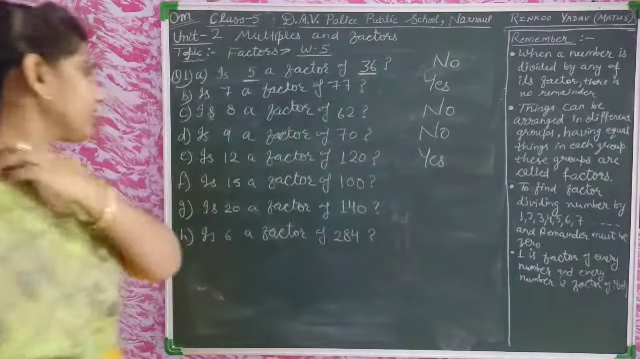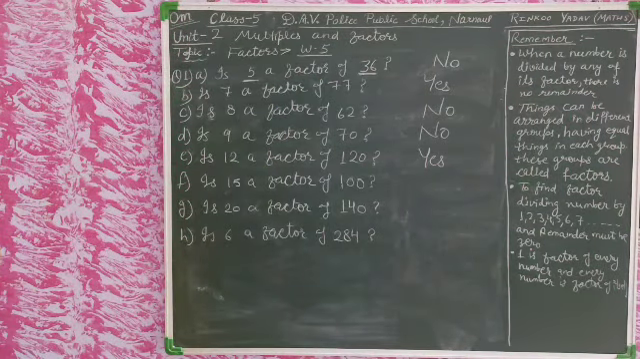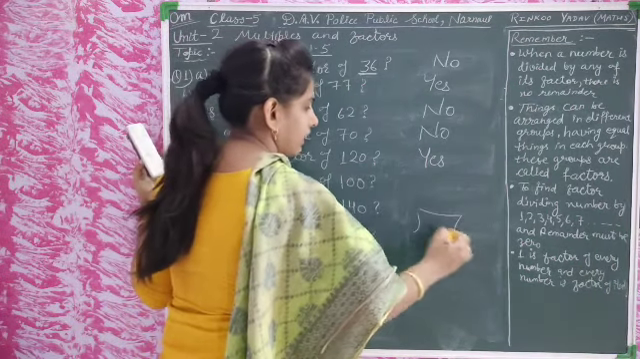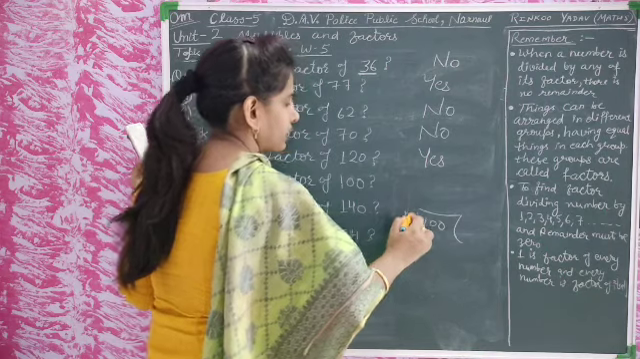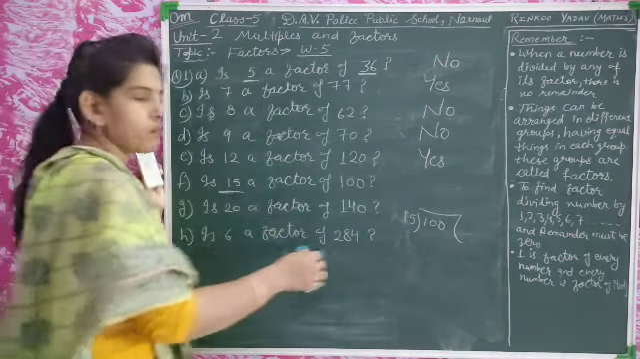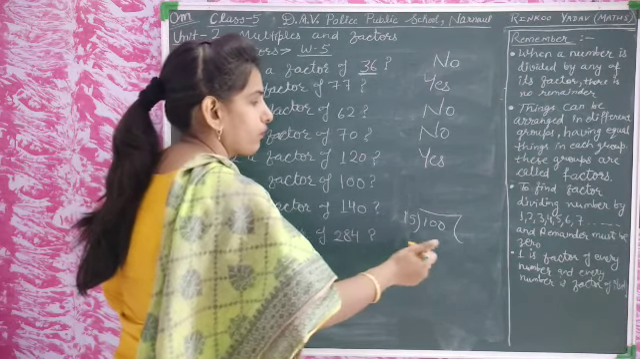Now let's see the next: is 15 a factor of 100? Let's just check there. 100 here and 15 is the factor. Is 15 a factor of this number? This number is divided by 15.